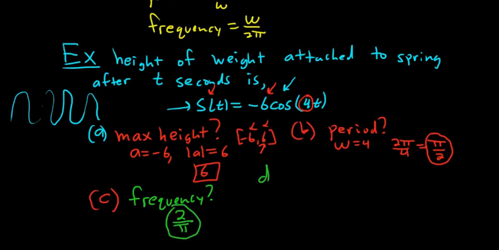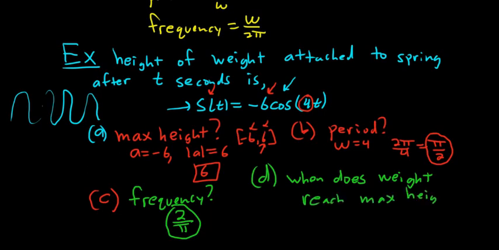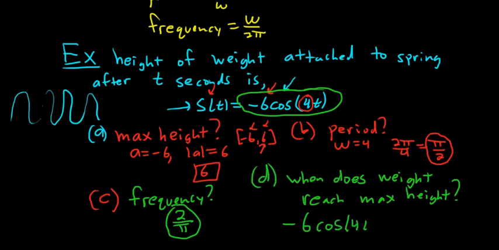And then part D is probably the hardest part. It says, when does the weight reach its maximum height? This will happen when the height function is equal to 6. So we take this entire function here and we set it equal to 6.